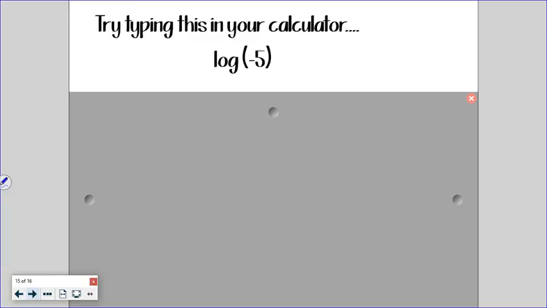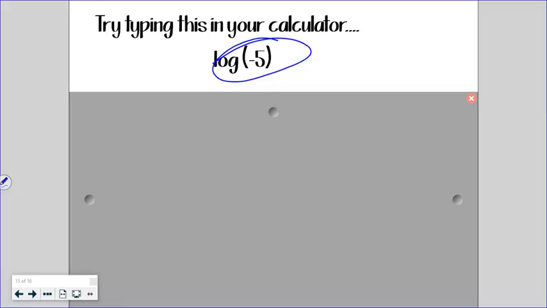You don't need a calculator, but if I were to type this in my calculator, I just want to show you. I have log of -5, and my answer is error message. Error message is my answer. Why is my answer error message? It's a negative, okay? You are going to run into this right at the beginning of your assignment, and people always get stuck on that problem.